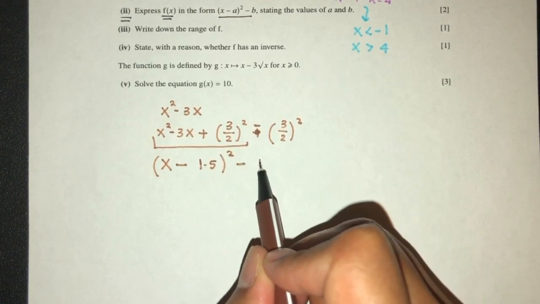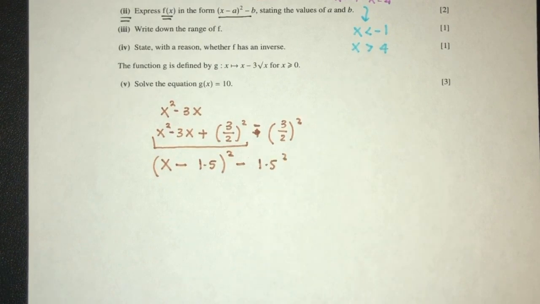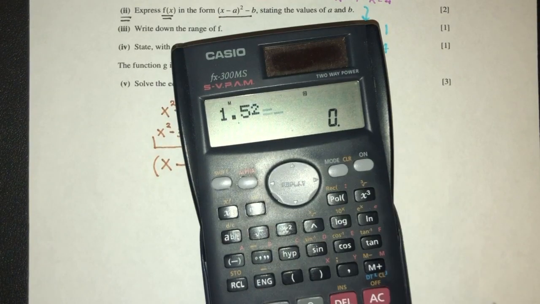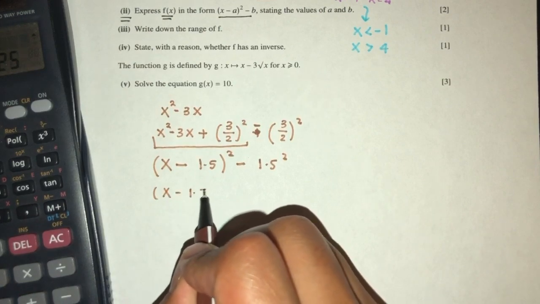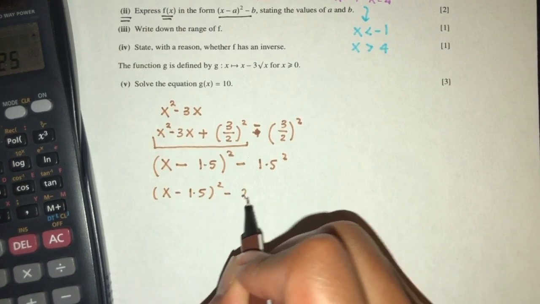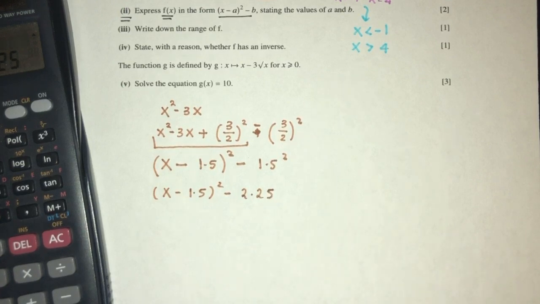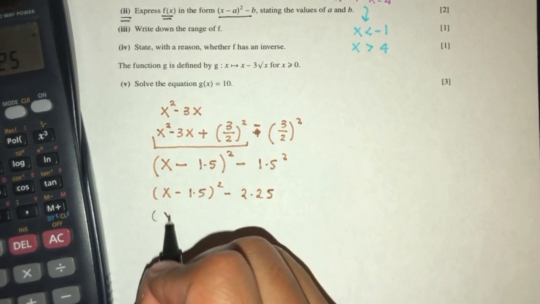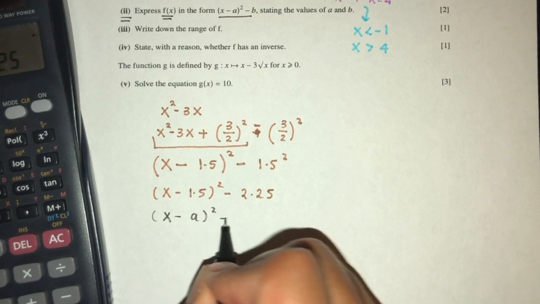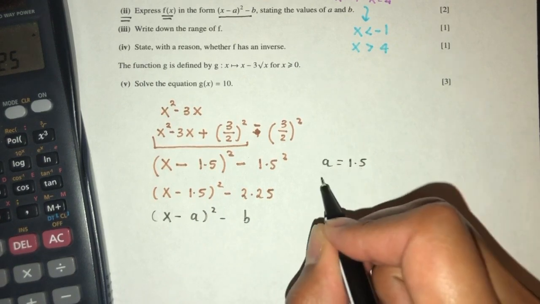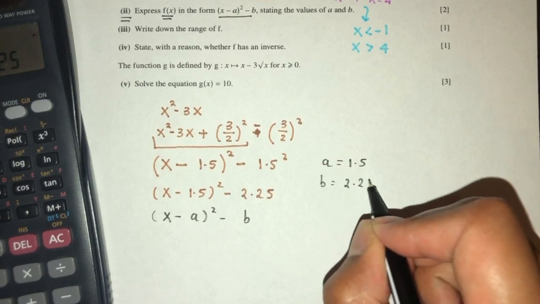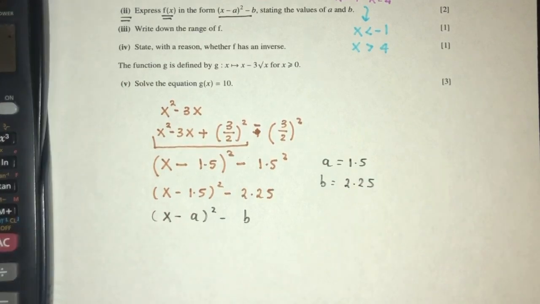Here we have minus 1.5 square. What is 1.5 square? You will have 2.25. So here it is x minus 1.5 square minus 2.25. Now by comparison, x minus a square minus b. From this you can see a has to be 1.5 and b has to be 2.25. That is part 2 of the question.